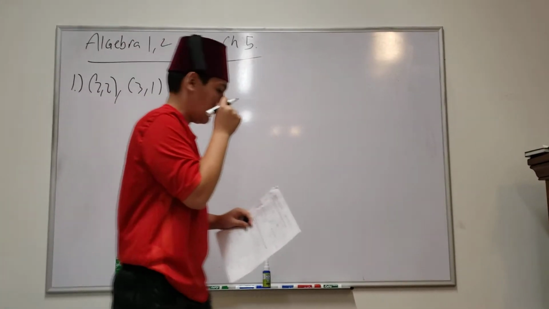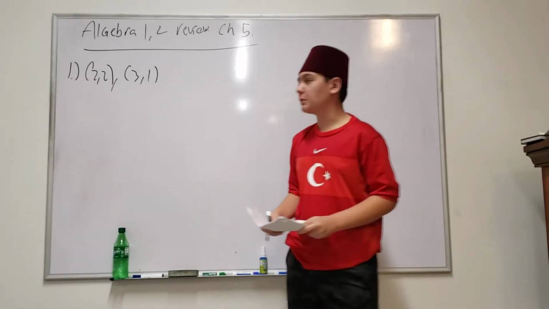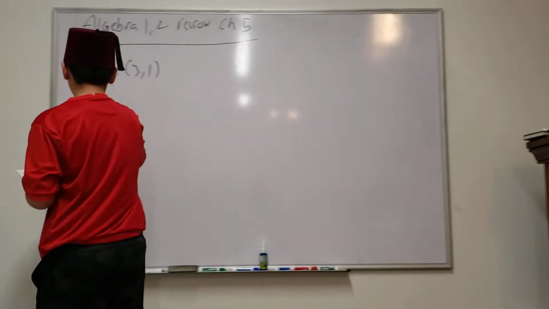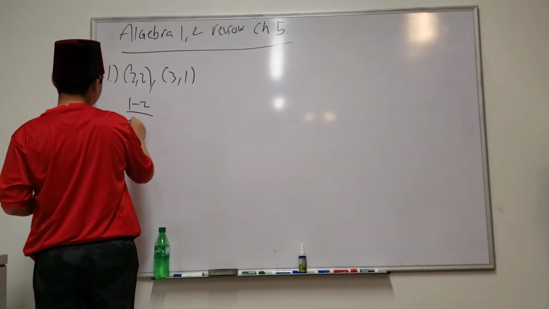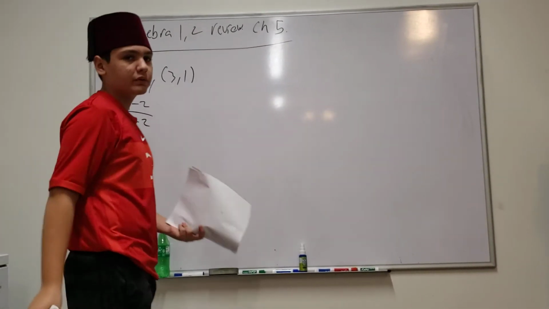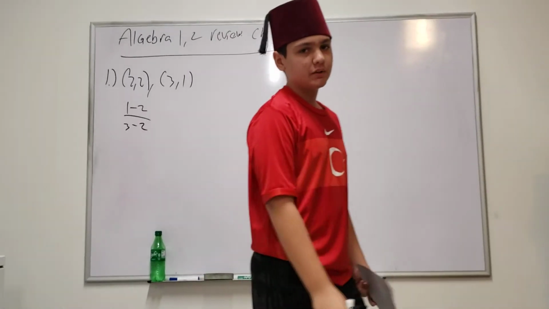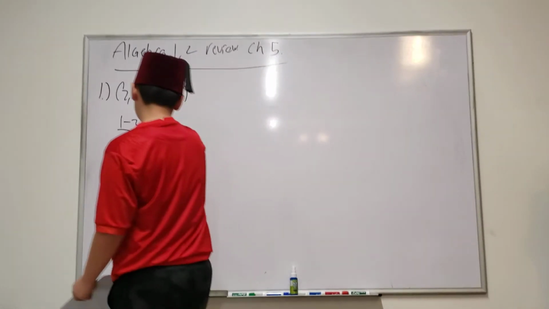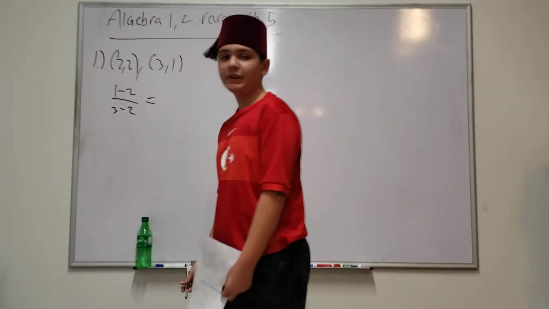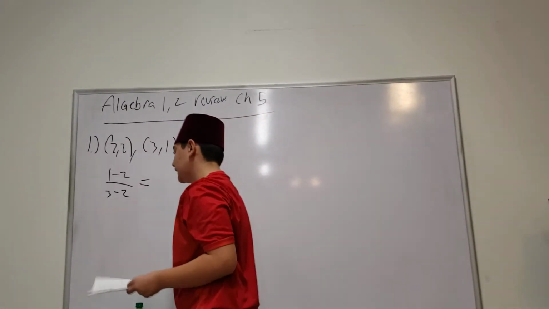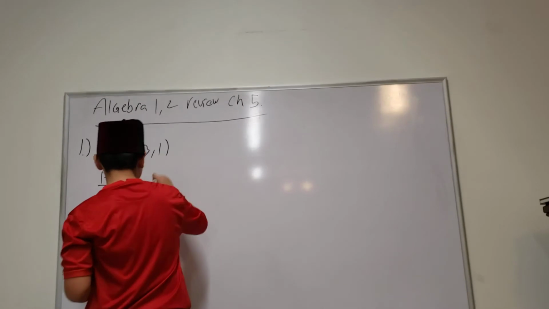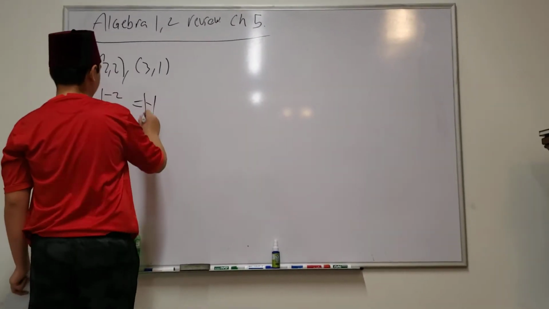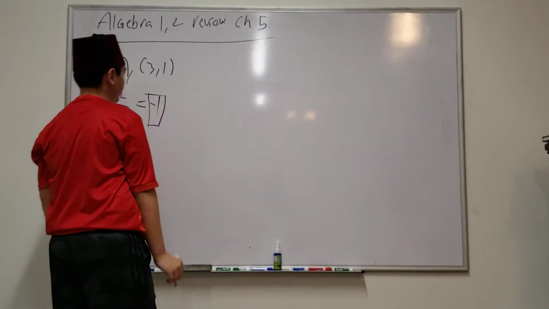Right? So again, to find the slope, we're just going to use the slope formula, which is 1 minus 2 divided by 3 minus 2, or y2 minus y1 divided by x2 minus x1. So 1 minus 2, that's negative 1. 3 minus 2, that's 1. So negative 1 over 1 is negative 1. That would be the final answer. First one.